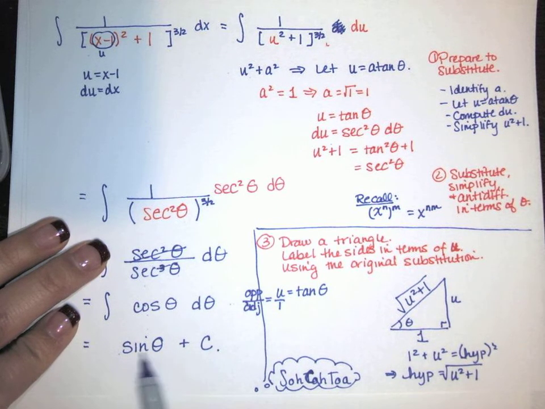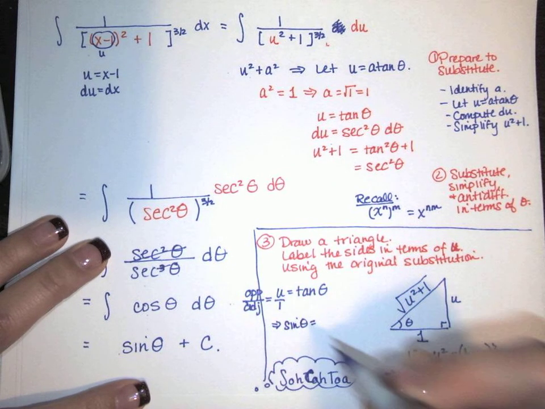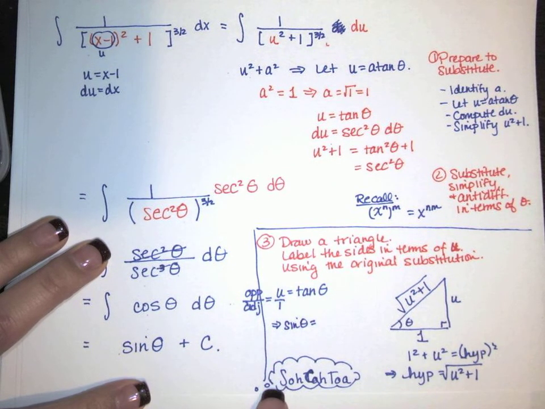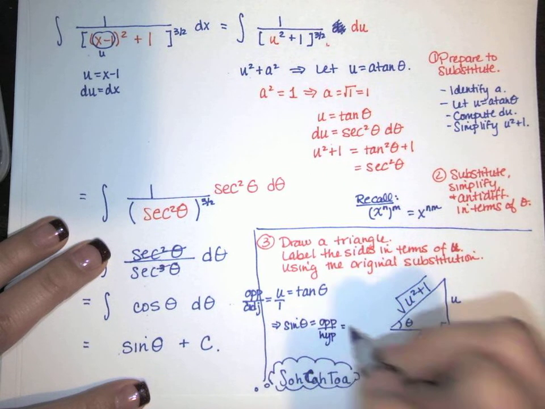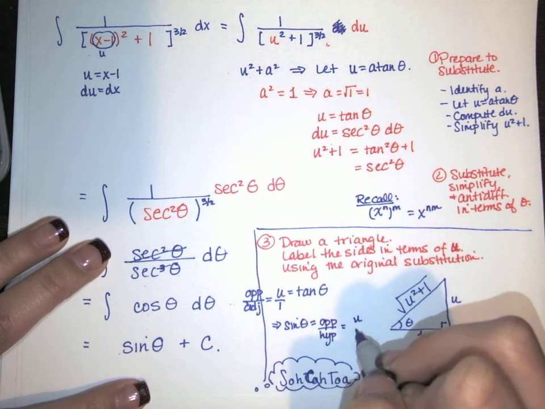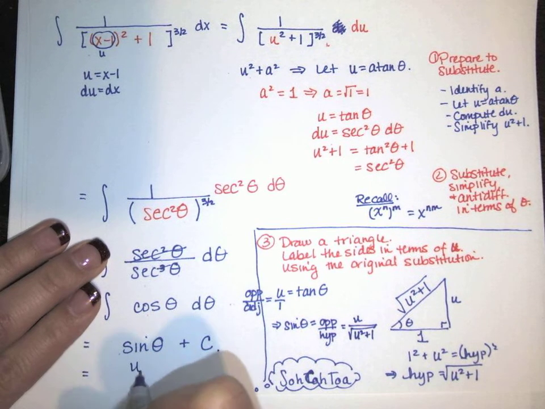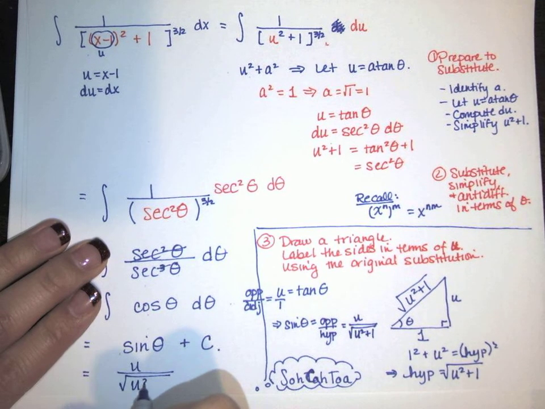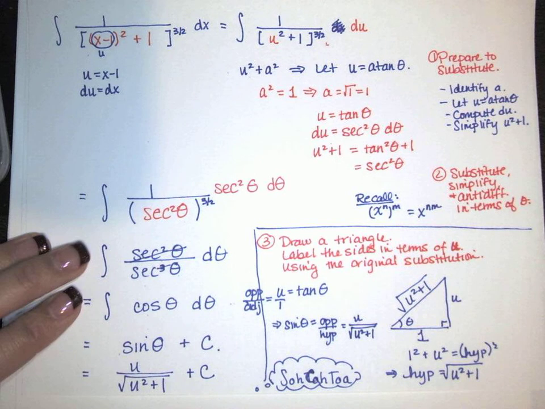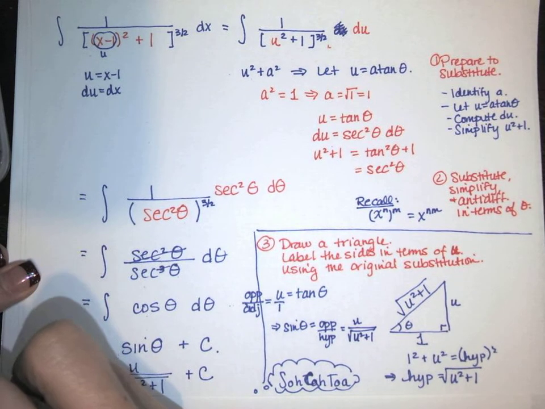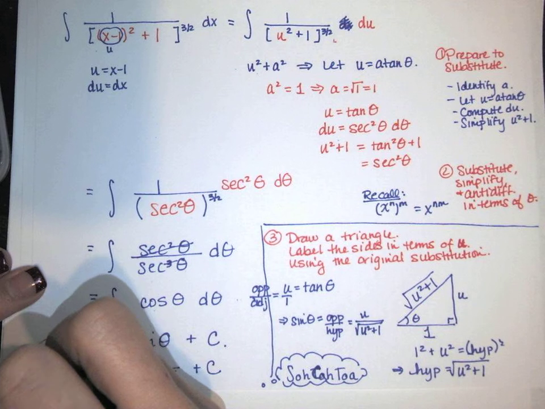So I need sine of theta in terms of u. I have sine of theta, according to SOHCAHTOA, that's opposite over hypotenuse. Side opposite theta is u. The hypotenuse is the square root of u squared plus 1. And then the final thing to do is write your final answer in terms of u. Back substitute.